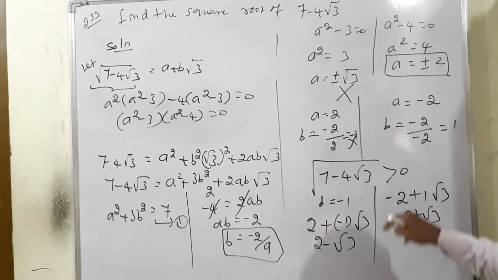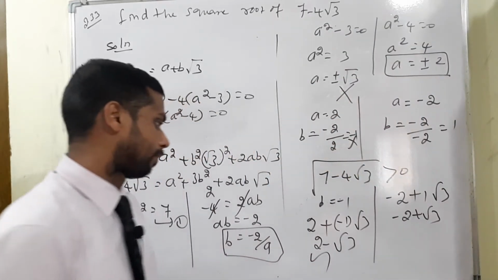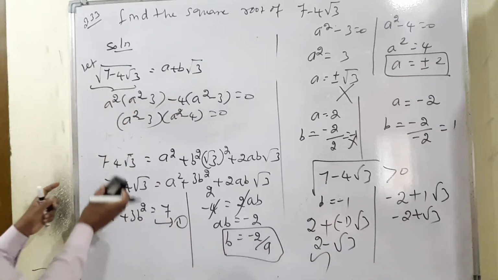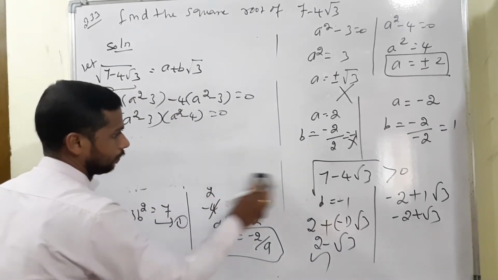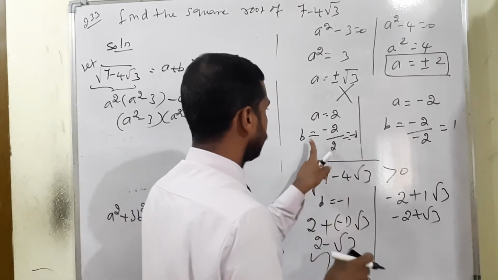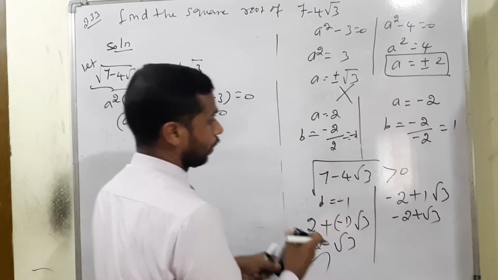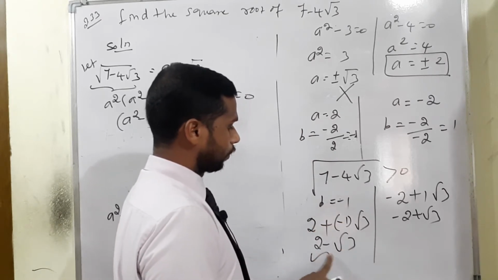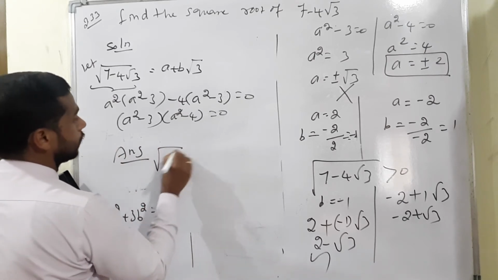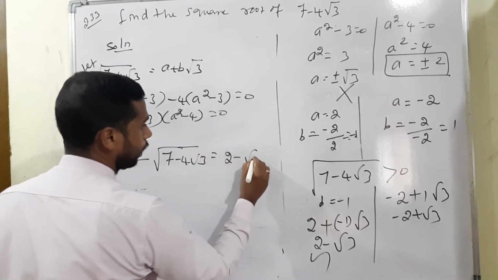But the condition is greater than 0. Therefore, the final one, 2 minus root 3, is our correct solution, isn't it? Here we have to check both equations, b is equal to minus 1 and b is equal to positive 1. So b is equal to minus 1 is our correct solution, 2 minus root 3. Therefore, the answer for square root of 7 minus 4 root 3 is equal to 2 minus root 3.